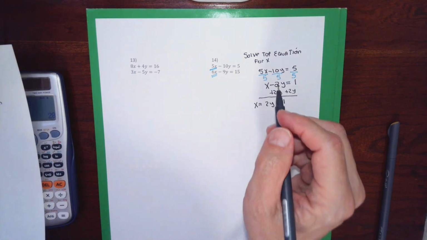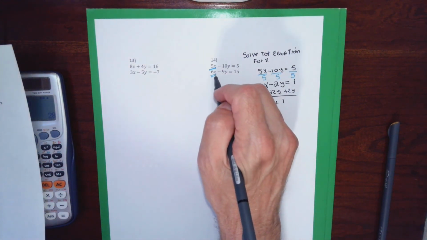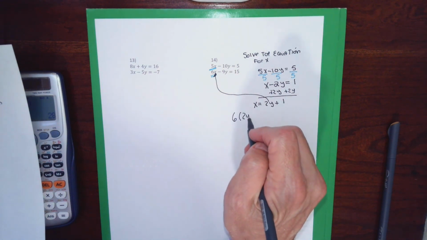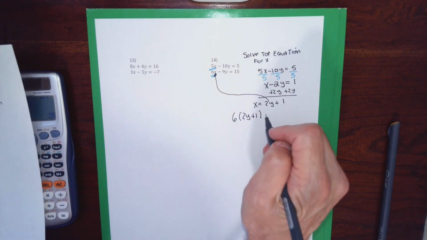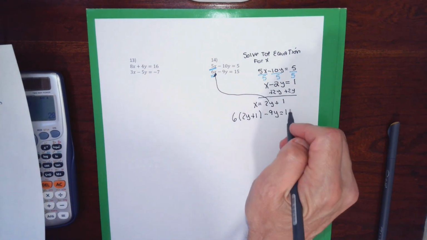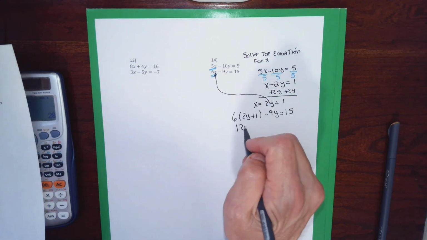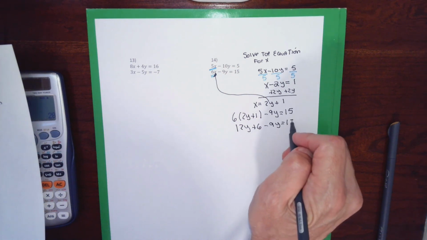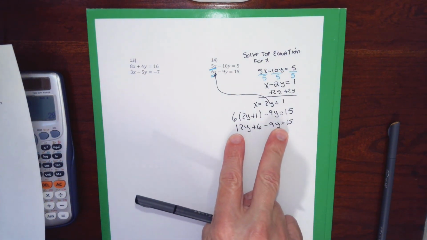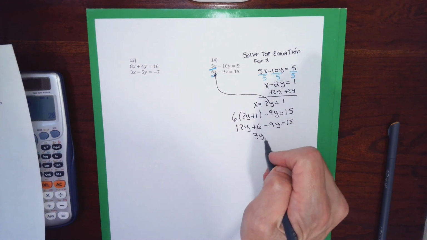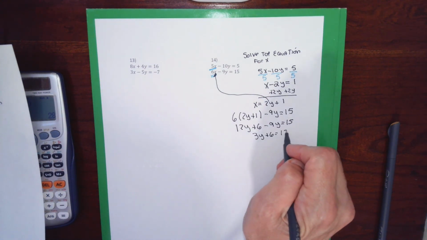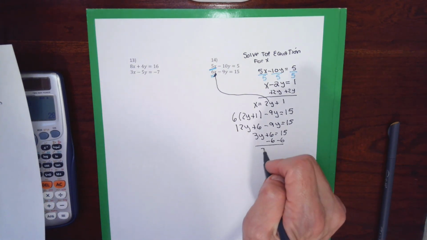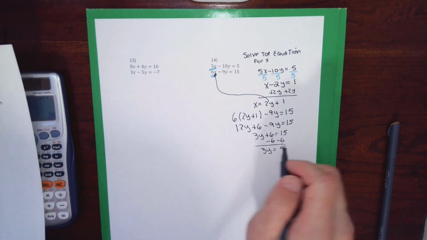Now I'm going to substitute into the other equation. Very specifically, I'm going to go to the bottom equation and change the x to 2y plus 1. So I'm going to go 6 times 2y plus 1 minus 9y equals 15. This is going to give me 12y plus 6 minus 9y equals 15. And now I'm going to do 12y minus 9y and get 3y plus 6 equals 15. And then minus 6, minus 6. That will give me 3y equals 9.